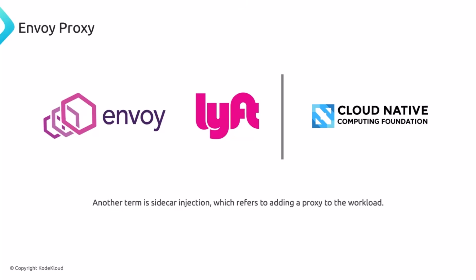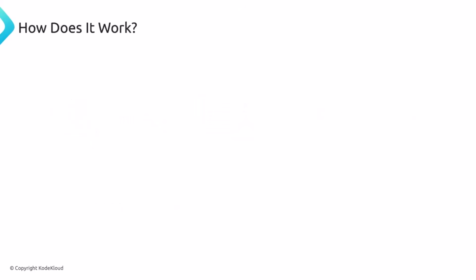Another term is also sidecar injection, which refers to adding the proxy to the workload, be that Envoy proxy, a Linkerd proxy, or HAProxy. So sidecar injection means injecting that sidecar into the workload. So how does it work?